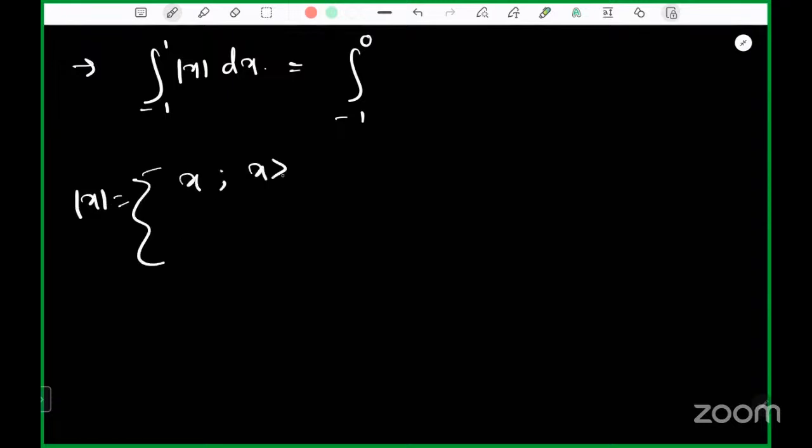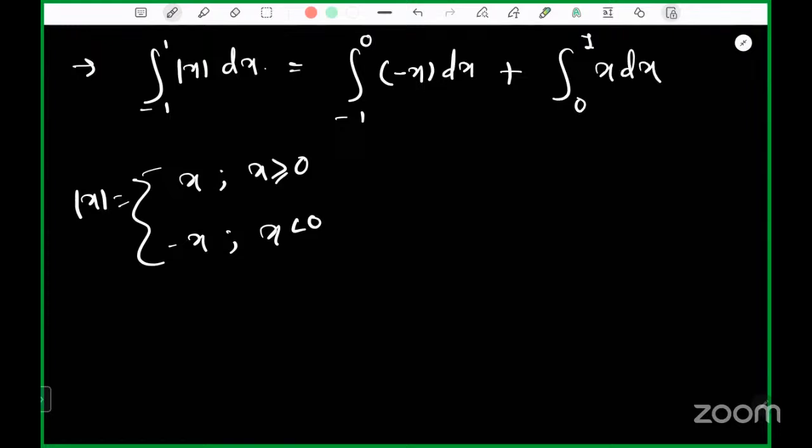For example, if you want to find out the area of the modulus of something, suppose integration from -1 to 1 of modulus of x dx. If you want to find out this area, what will you do? Break this area at 0. So from -1 to 0, because we know modulus of x is x when x is greater than or equal to 0, and minus x when x is less than 0, in this part, -1 to 0, we have to take minus x dx, and then plus 0 to 1 x dx. Okay, so this will give us the integration from -1 to 1 of modulus of x dx.